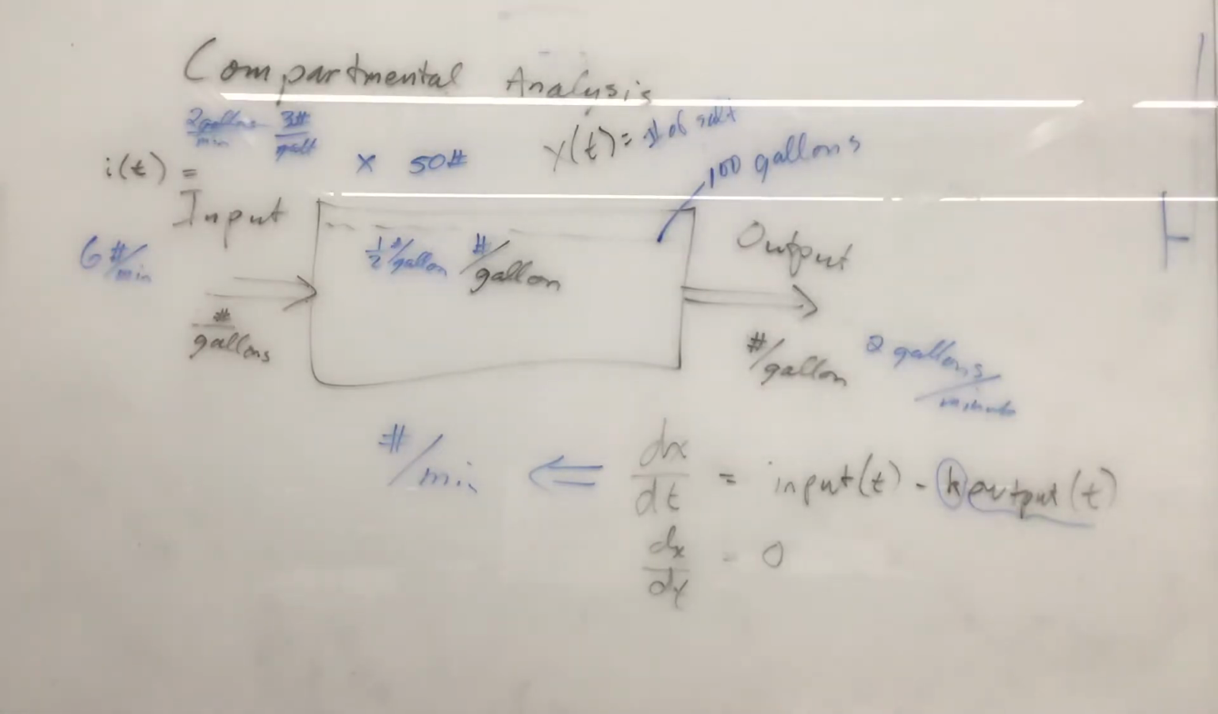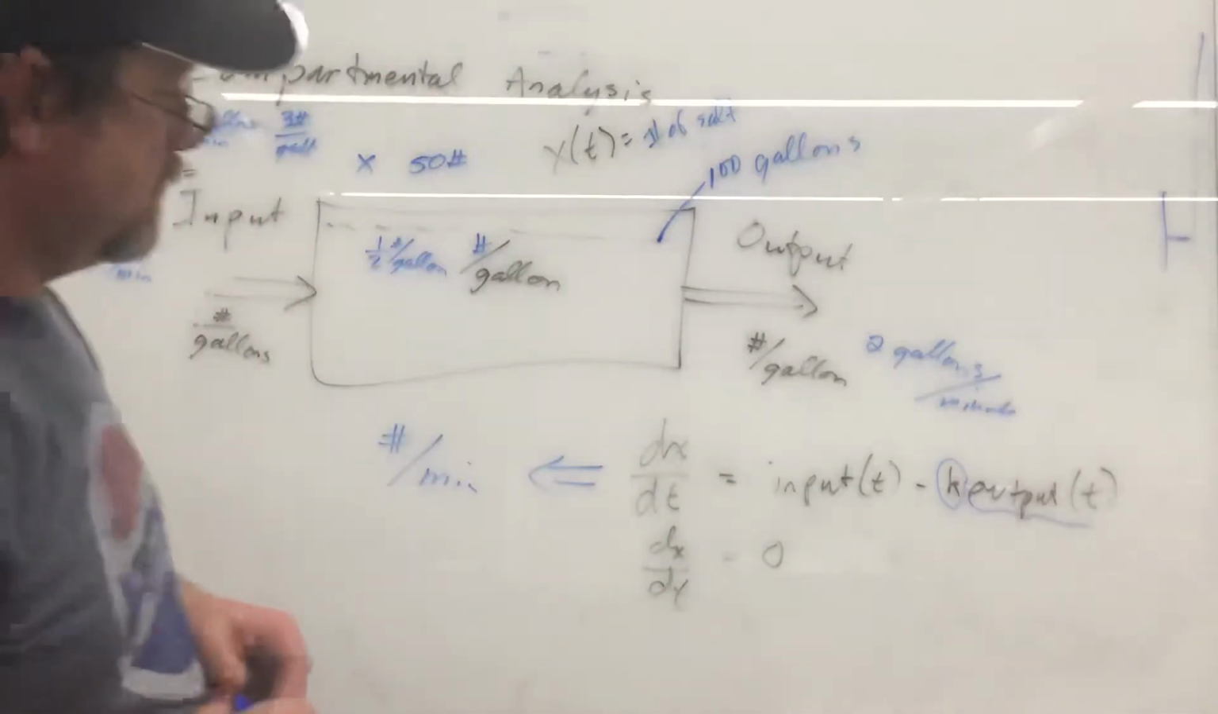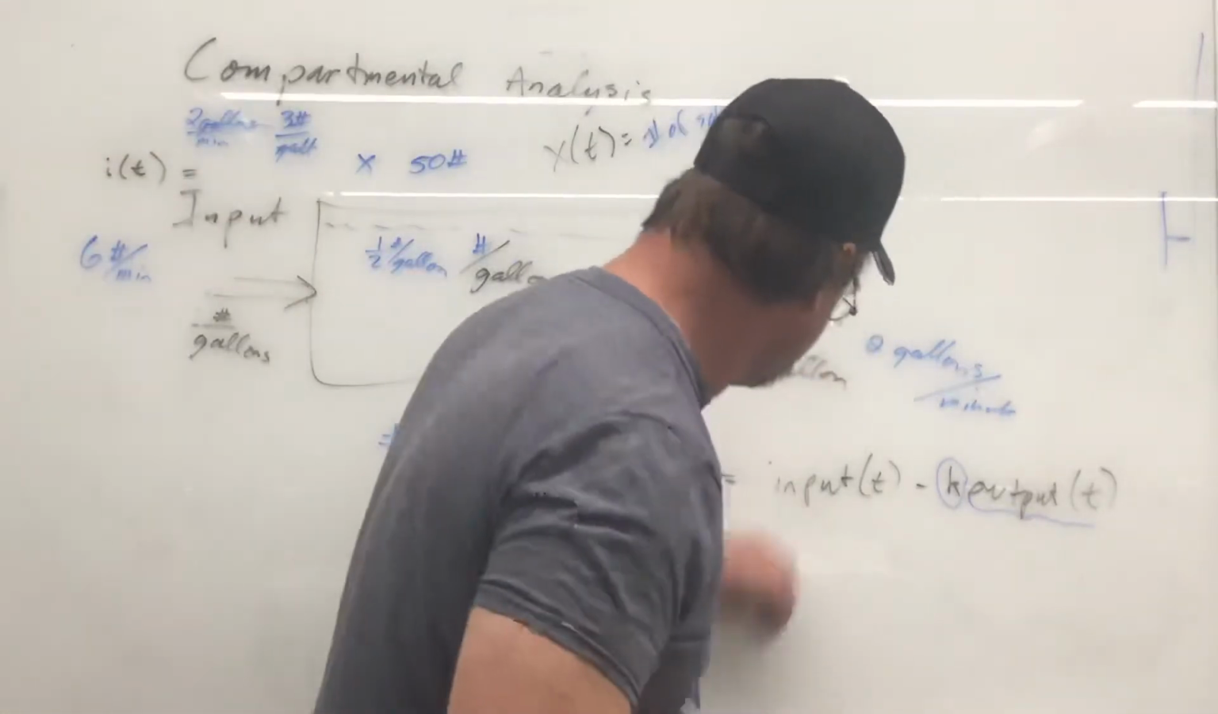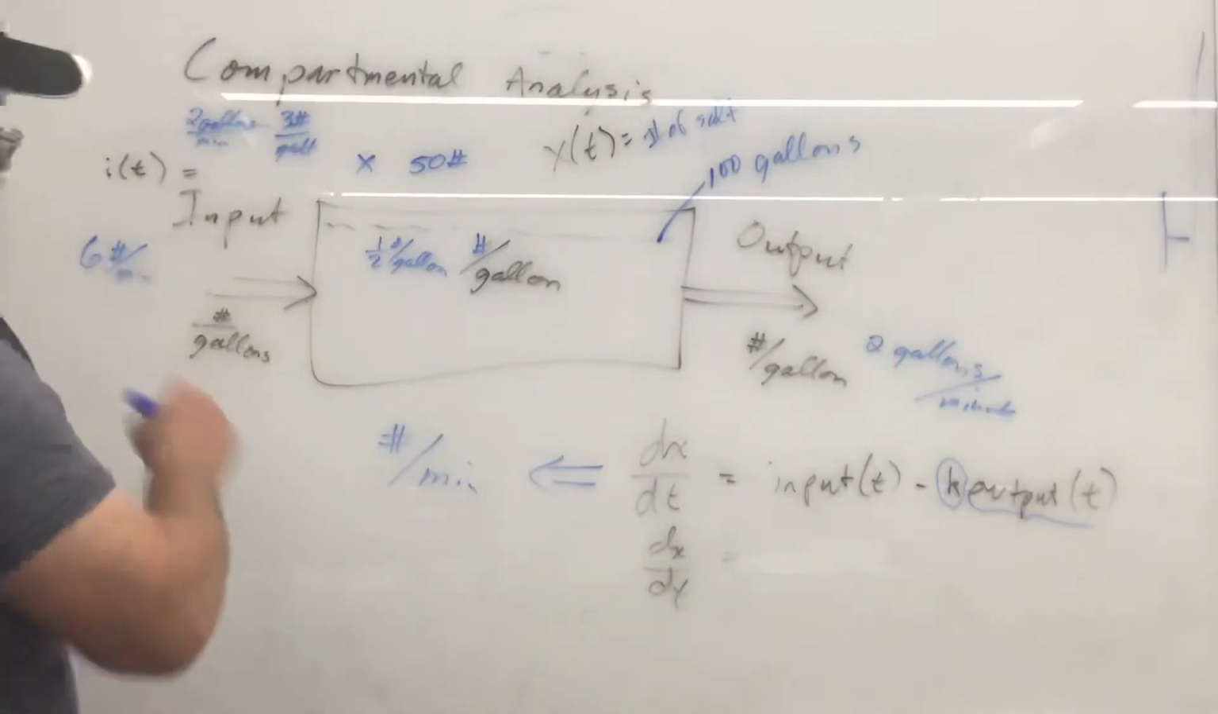It's liquid. We're not just running salt in. It's a concentration of the water that's coming in, the salt water that's coming in there. But it's in pounds per minute, which is the right units for us to be able to set up this type of equation. So in our case here, the input coming in is 6 pounds per minute.